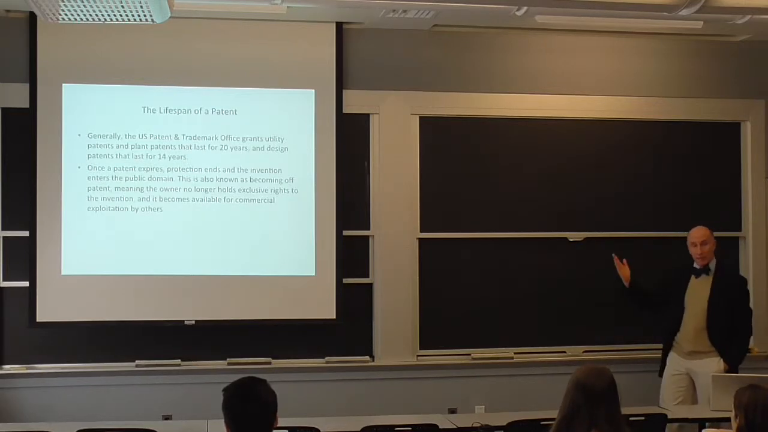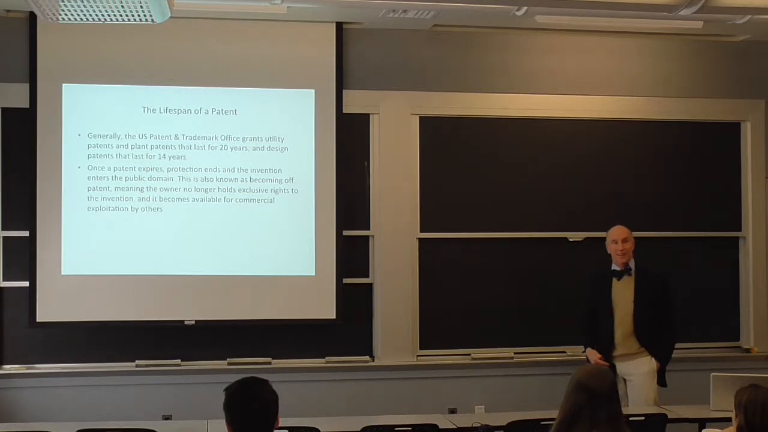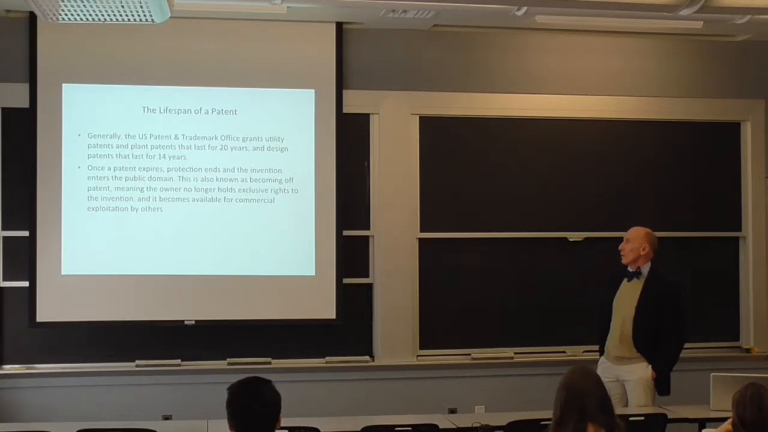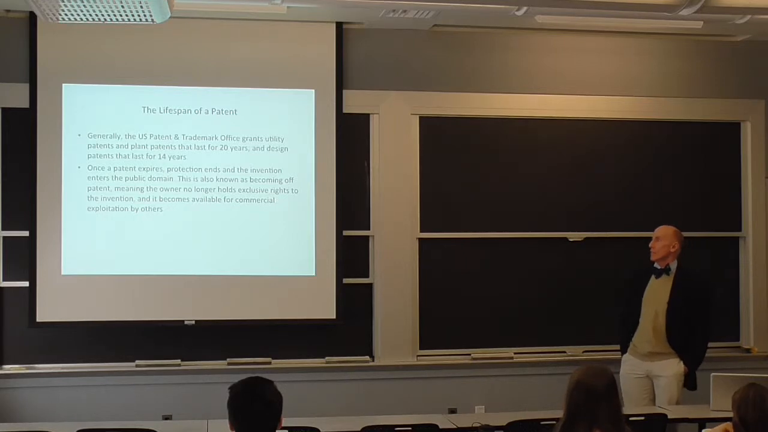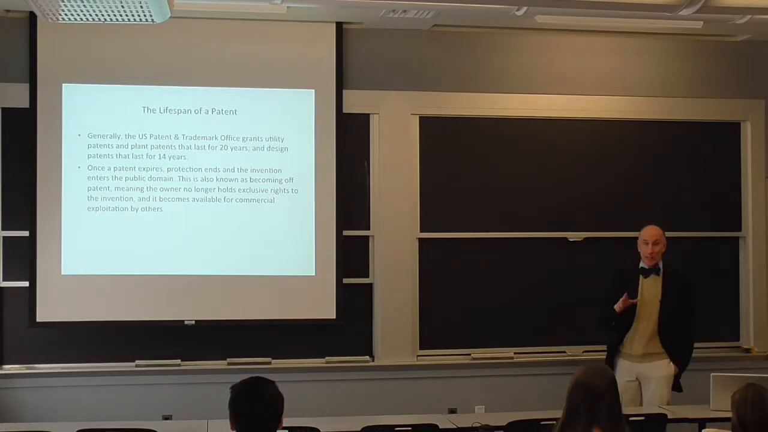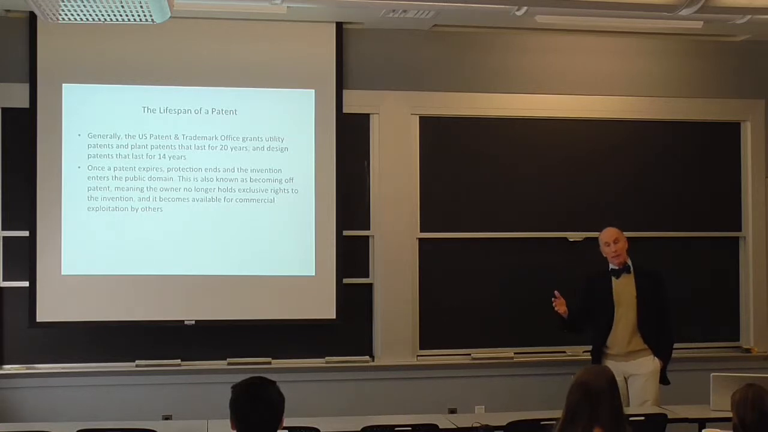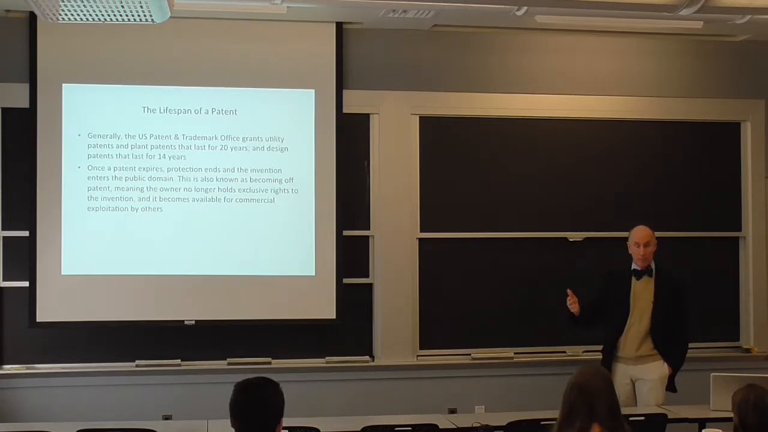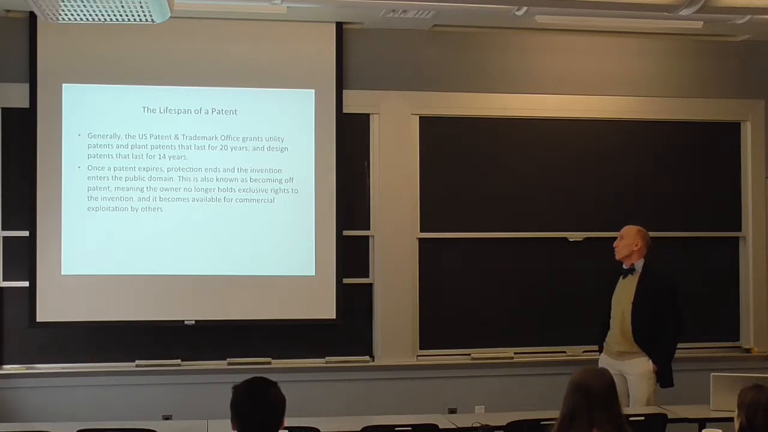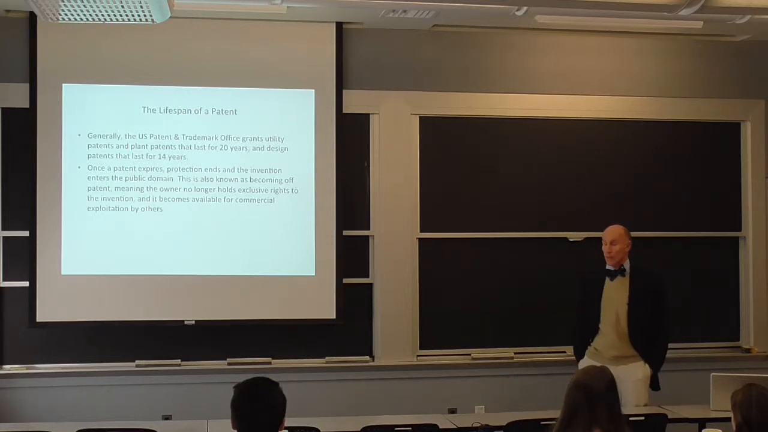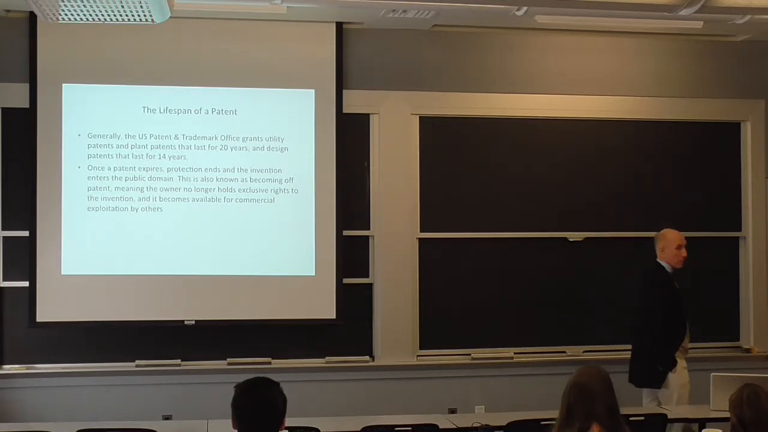The lifespan of a patent, starting to drill down to where I think a lot of you are thinking. Generally, the U.S. Patent and Trademark Office grants utility patents and plant patents for 20 years and design patents for 14 years. There are exceptions, we'll be getting into that, and there are ways the lifespan of a patent can be extended. Once a patent expires, protection ends and the invention enters the public domain. This is also known as becoming off patent, meaning that the owner no longer holds exclusive rights to the invention. It becomes available for commercial exploitation by anybody.